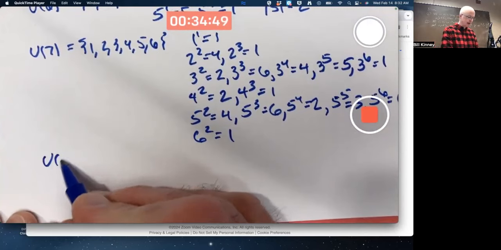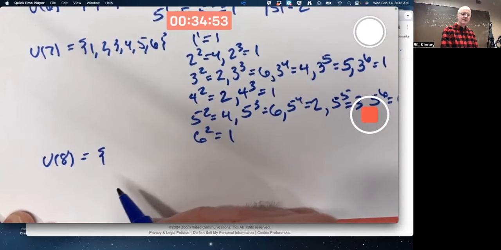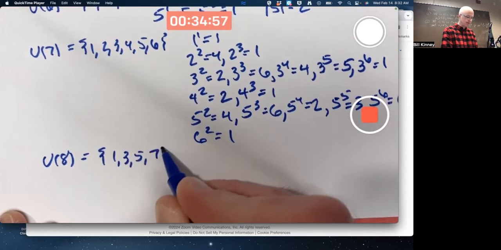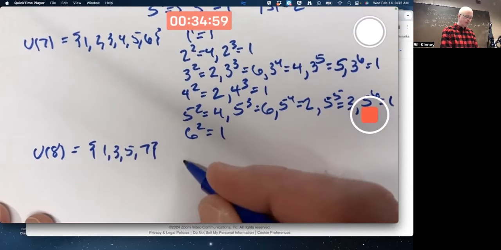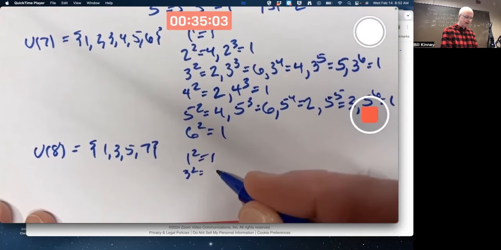One more example, U of 8. This will be smaller. Positive integers less than 8, relatively prime to 8 are 1, 3, 5, and 7. 1 squared is 1, 3 squared is 9, mod 8 is 1.